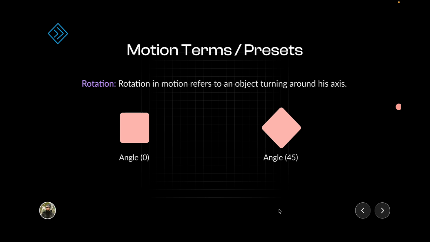Similarly, we have rotation. Rotation is another preset of Figma Motion. Rotation in motion refers to an object turning around its axis. On the left side you can see a box with zero angle, and similarly the box has changed its rotation with 45 degrees.